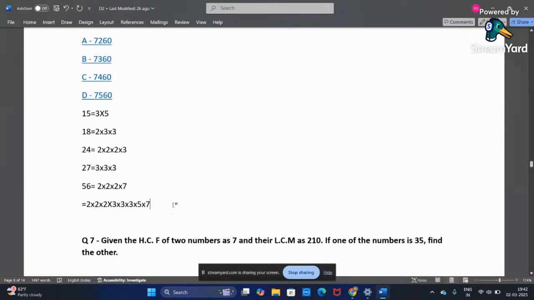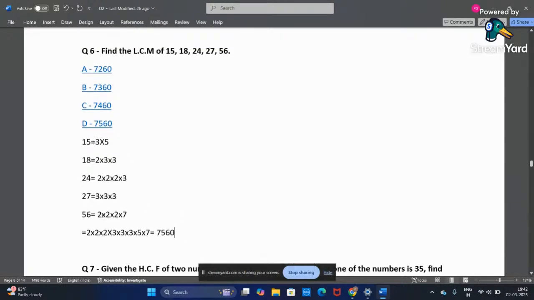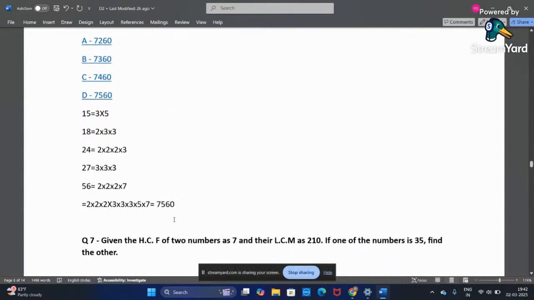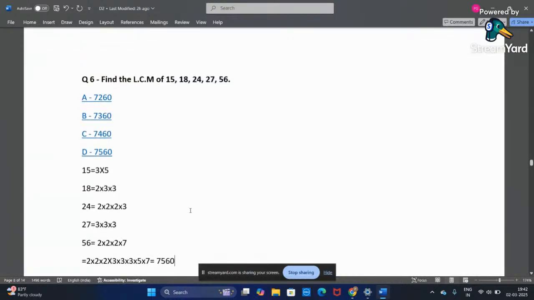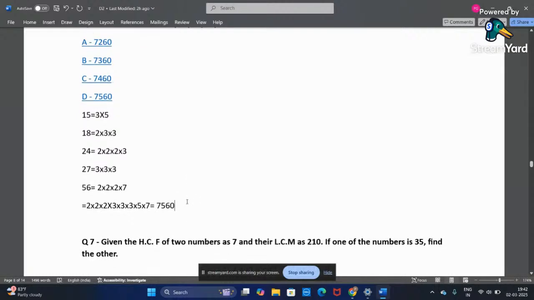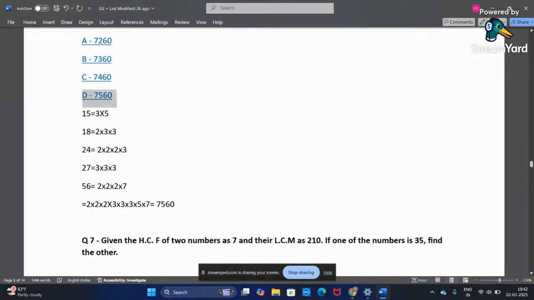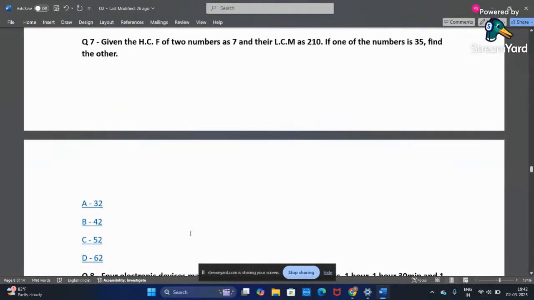By multiplying all this number, what are we getting? What is the answer we're getting? 7560. In these values, we have to find least common factors and you have to write it down here. Then you have to multiply all these numbers and you will get the answer. Okay, any doubt in this? Yeah, D is right. This is the correct answer. Okay, we'll move on to next one.